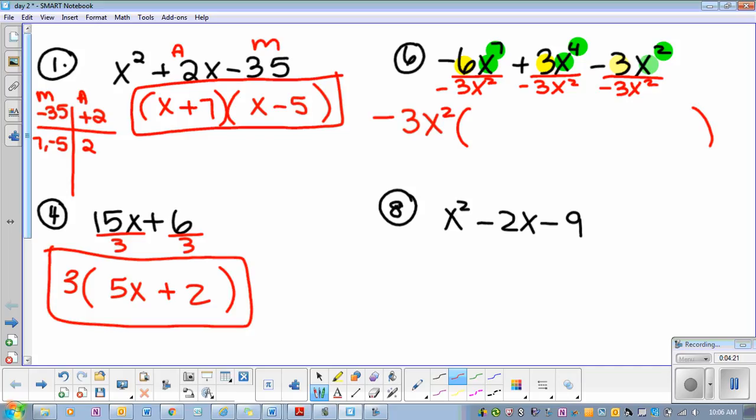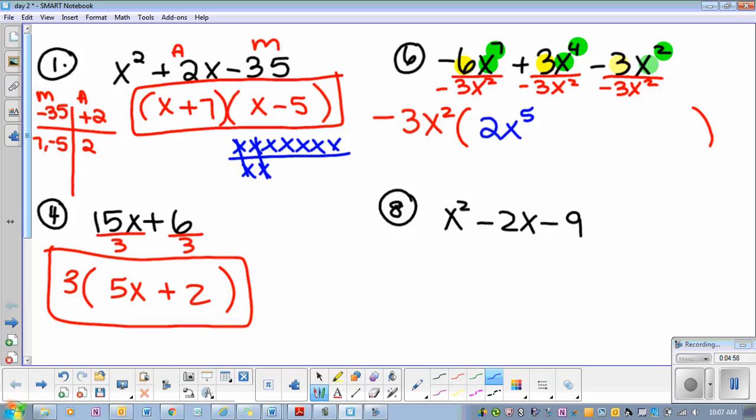So guys, just the numbers. Negative 6 divided by negative 3 gives me what? 2. And then think about this. You have 7 x's on the top, and you have 2 on the bottom. How many are left? It's 7 on the top and 2 on the bottom. But those 2 cancel out. So 2x to the 5th.